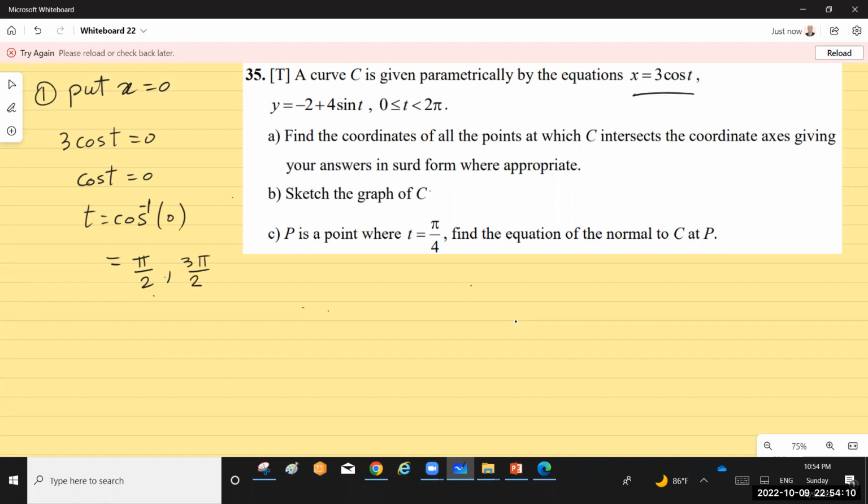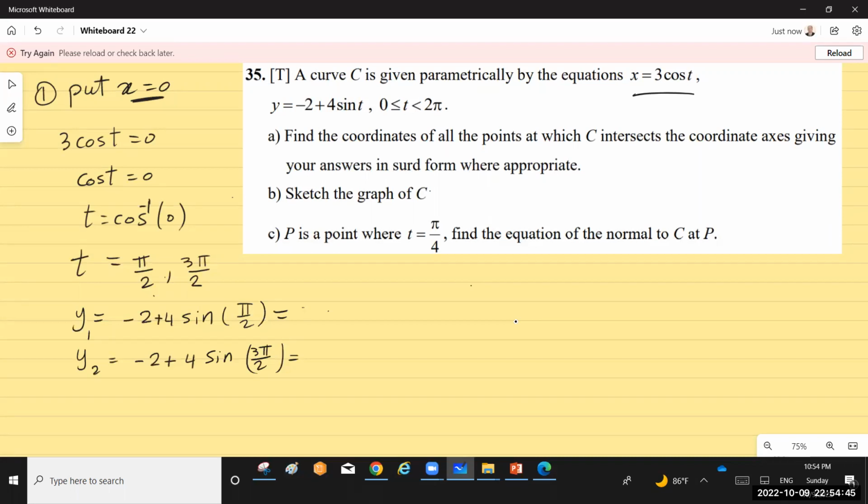Once you get the values of the parameter when x equals 0, go directly to y to find the y coordinate of this point. The y here is -2 plus 4 sine t. The first point is at pi over 2, and the other y value is -2 plus 4 sine 3 pi over 2. Go by calculator and solve this part.